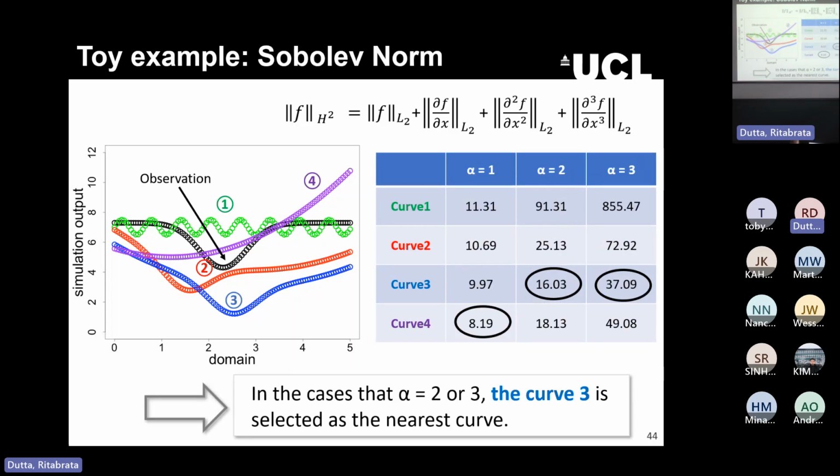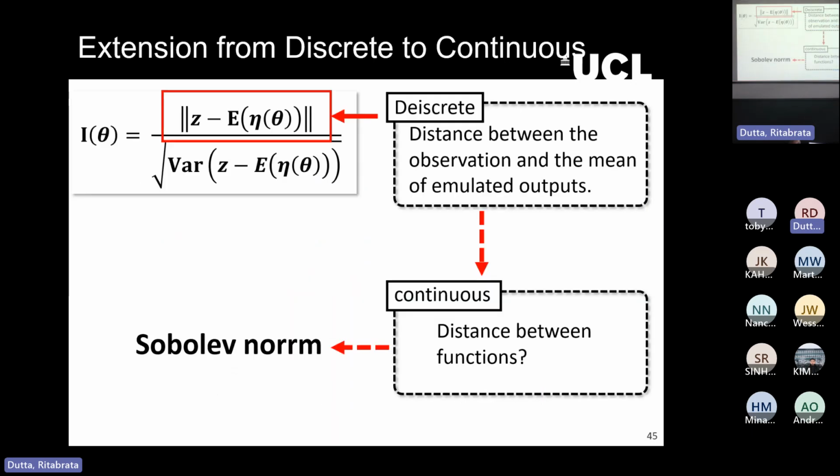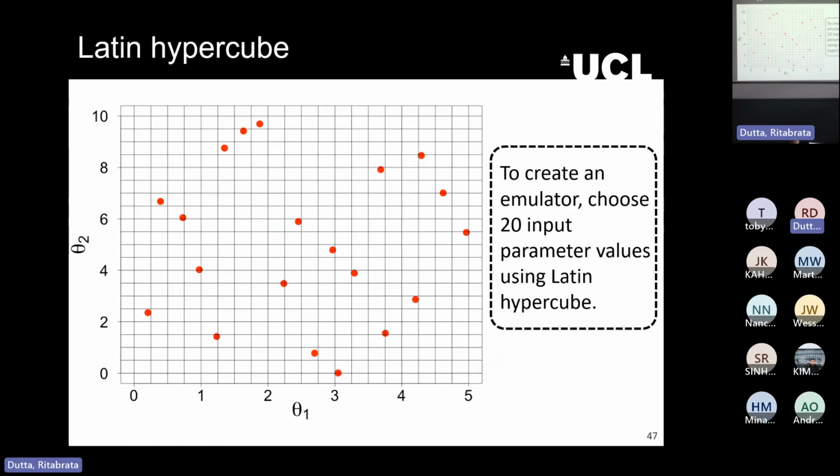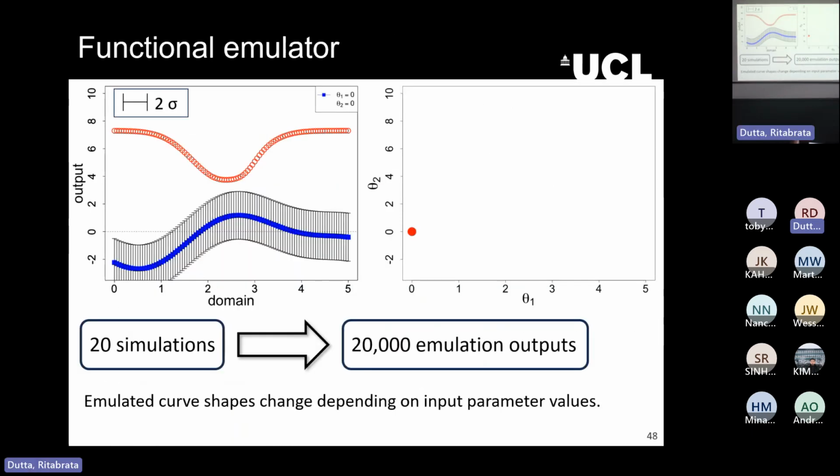The solution can be the Sobolev norm. In the Sobolev norm definition, you use the differentiated curves. In this toy example, if you differentiate the original curves twice or three times, the blue curve is selected. So we think that this Sobolev norm can be used for the definition of the implausibility in functional data. And using this definition, we would like to show that the technique can work very well.